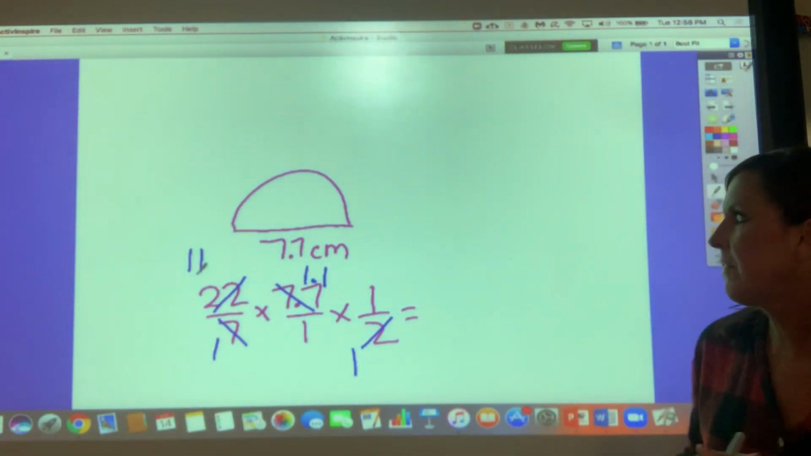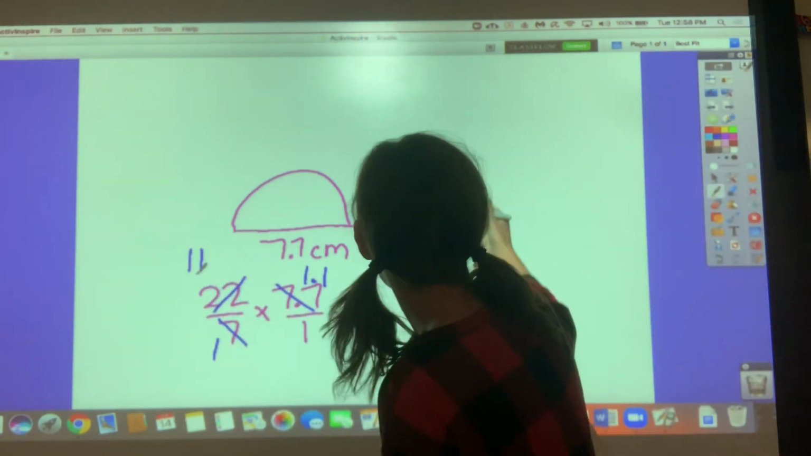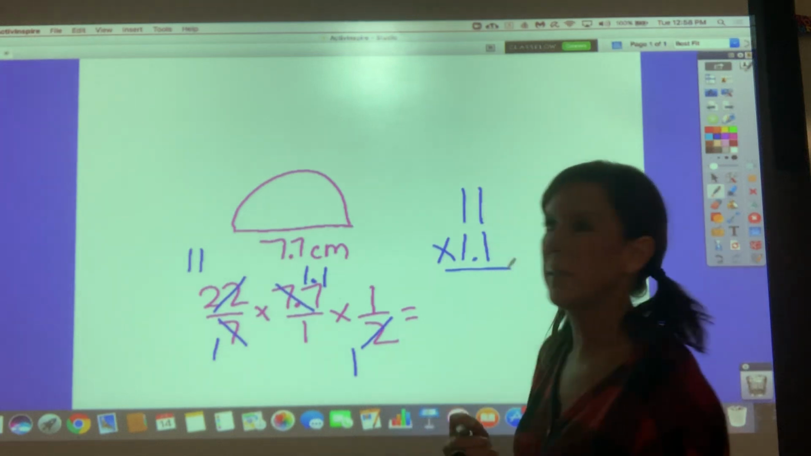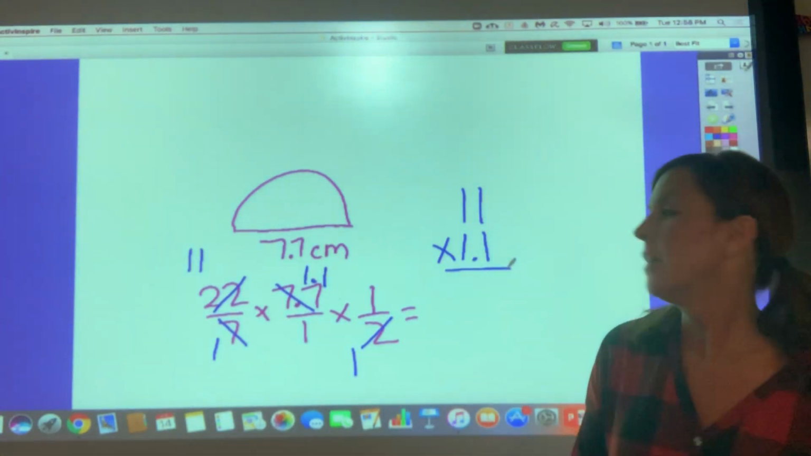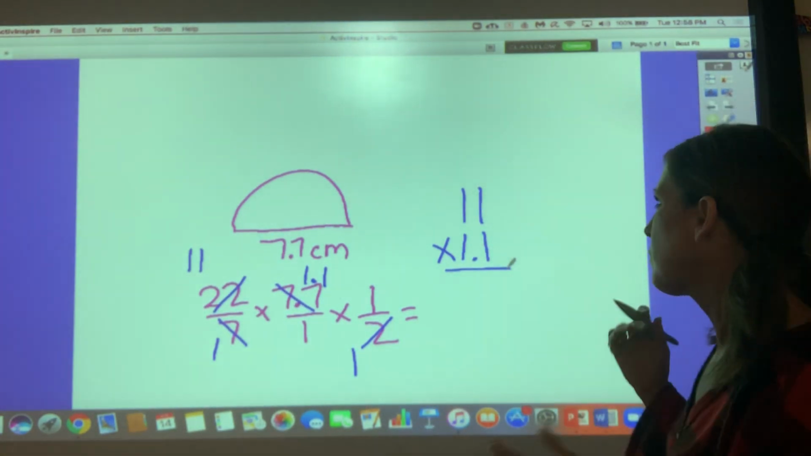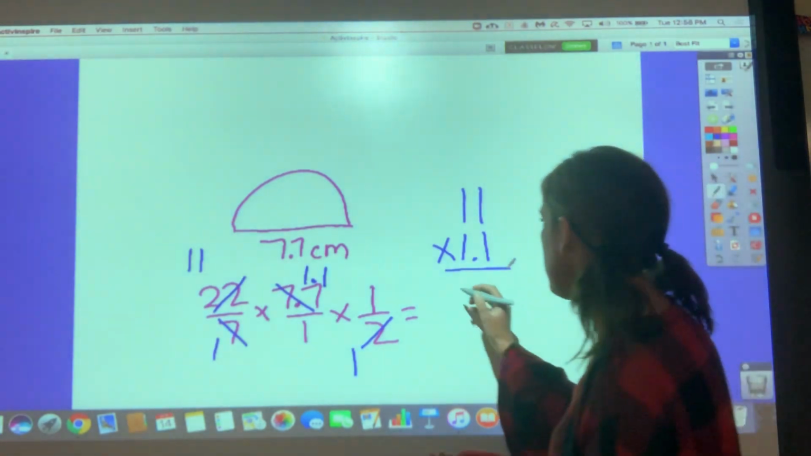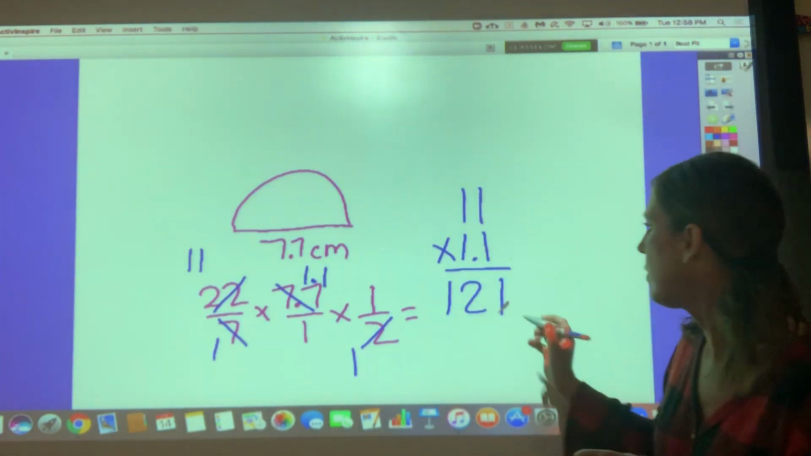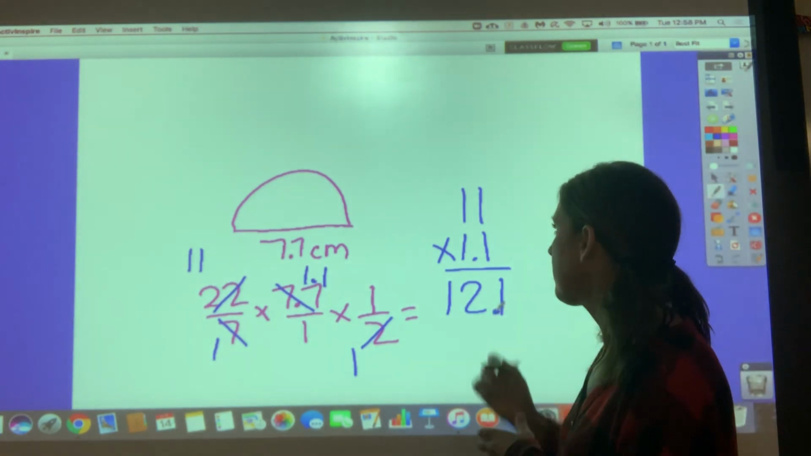Okay, all we have left is 11 times 1.1, and hopefully you know 11 times 11 from memory. So this is really just 11 times 11, which we know is 121. And then we need one place behind the decimal. So we're going to need that right there.